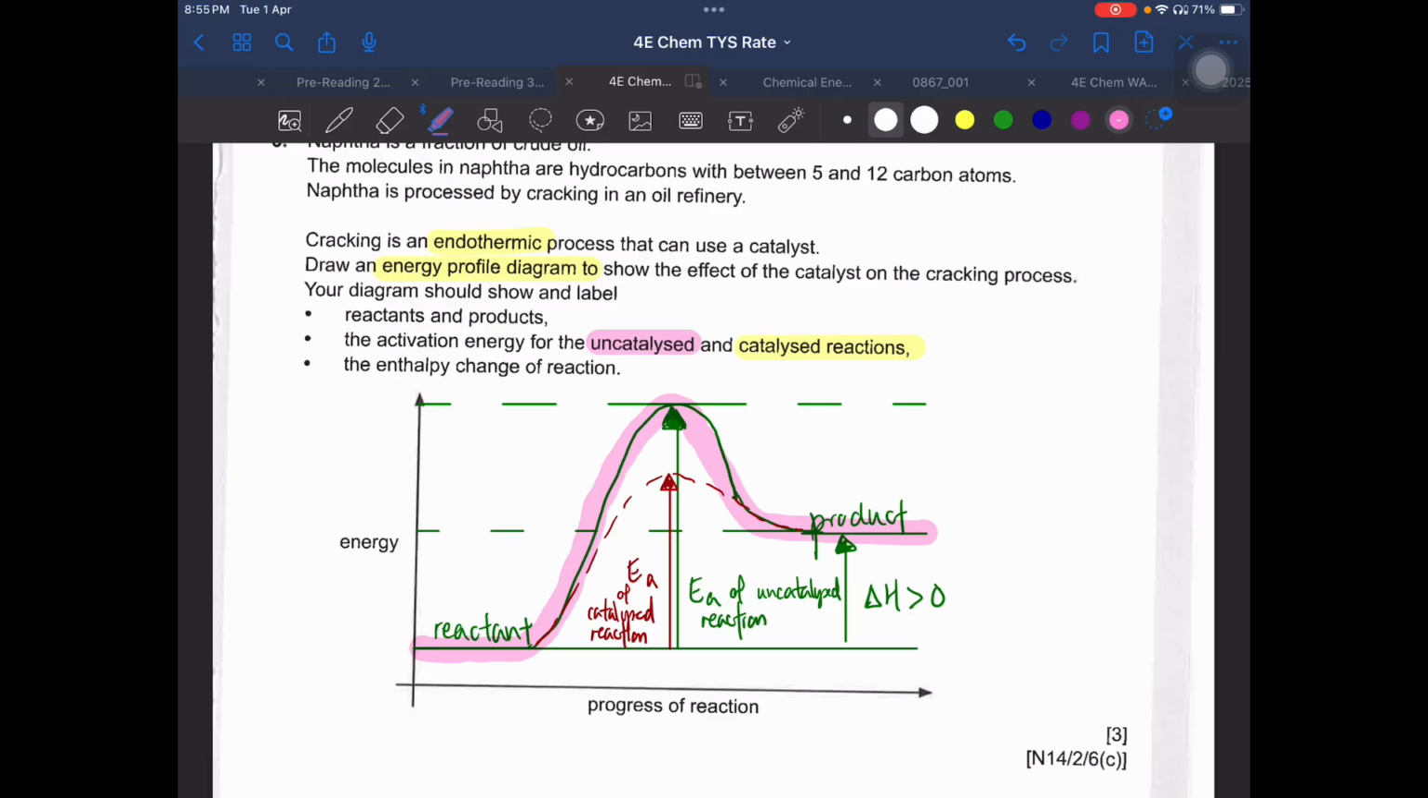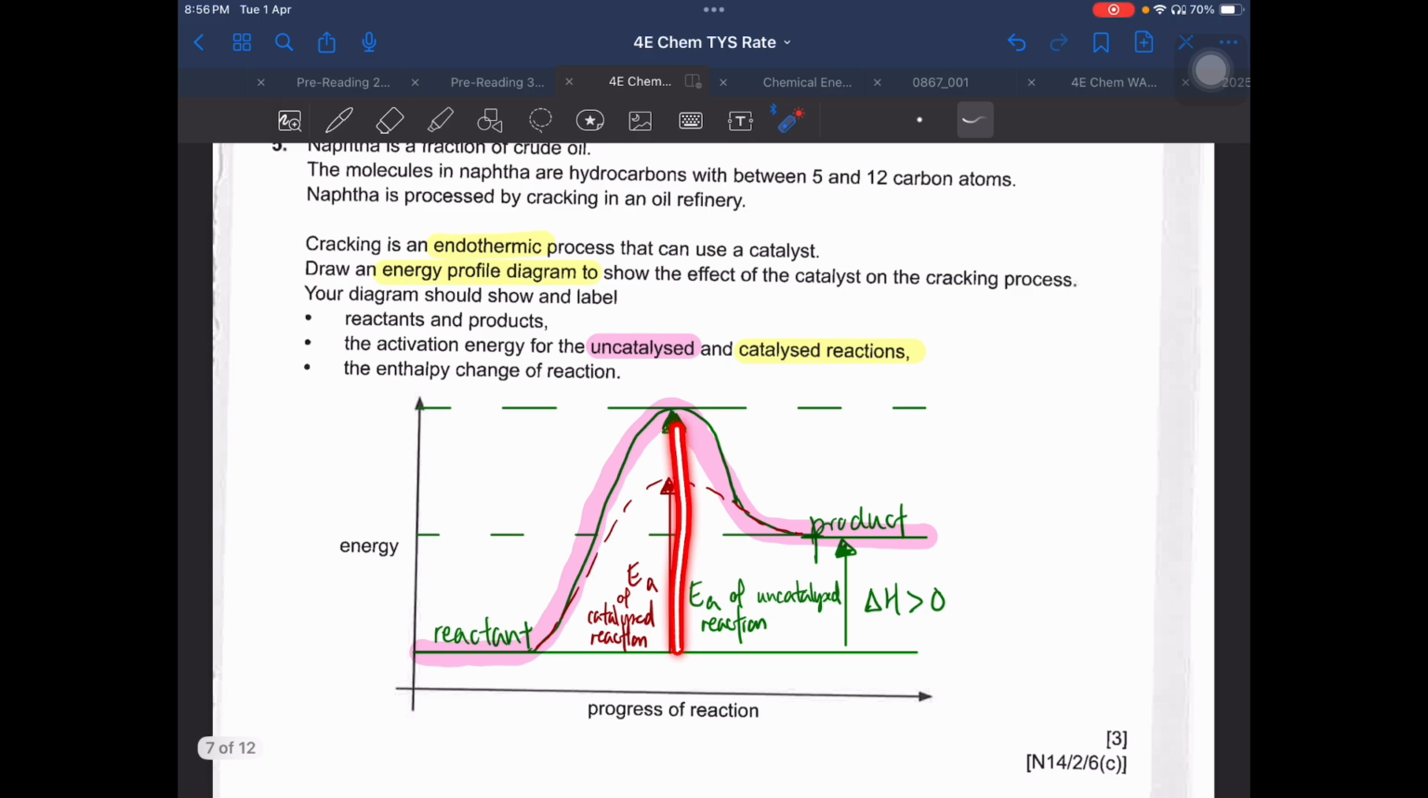And what is the activation energy? Take note that activation energy would always start from where the reactant is. Right? So in this case, the reactant is over here, and the activation energy should move all the way upwards until the peak of the mountain. Right?